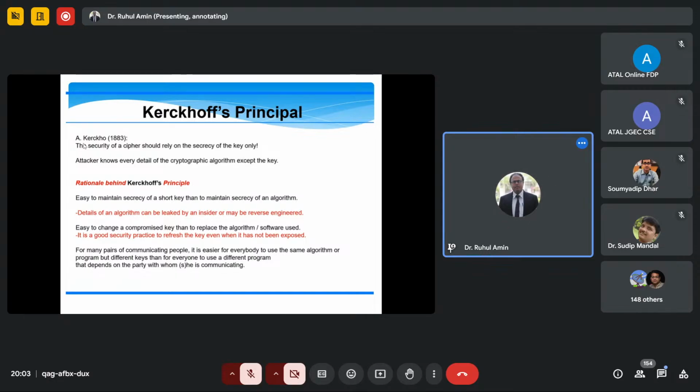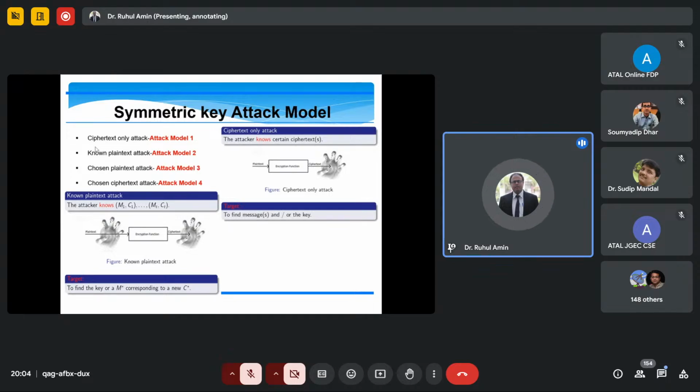So that's why it is considered this way. And why am I discussing this? Slowly I will take your mind to how the attacker is trying to break the security system, and for that what kind of advantages, powers or capabilities the attacker has. So from these slides, what we understood is that the attackers have all the details except the keys, right? So this is basically the Kirchhoff principle. Some other models, symmetric-related attack models, we'll see over here.